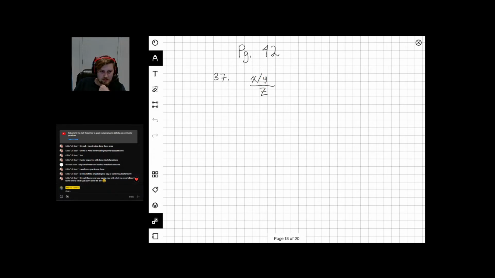xy over z. Well, just remember that z is the same as z over 1. This is a fraction over a fraction. This is xy times the reciprocal, 1 over z. So we get x over yz. Done.